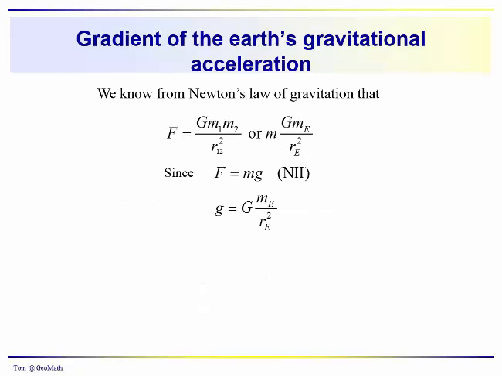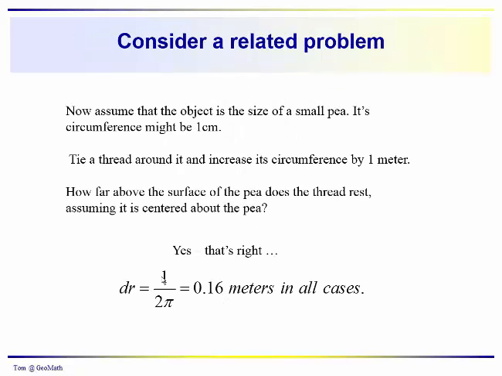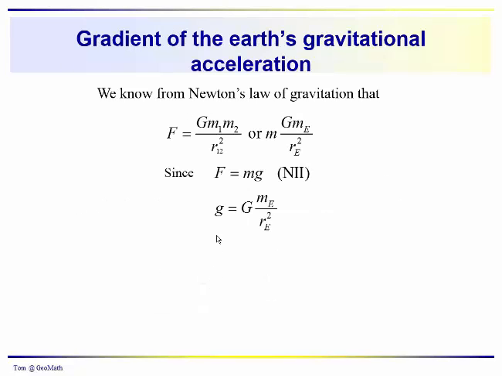So if you check your intuition, it may not be what you first thought. You may have thought that, well, that 1 meter increase really isn't going to do much. That rope is just going to barely float off the ground. But it's going to be 0.16 meters in all cases. So the next question is to take the gradient of the Earth's gravitational acceleration.